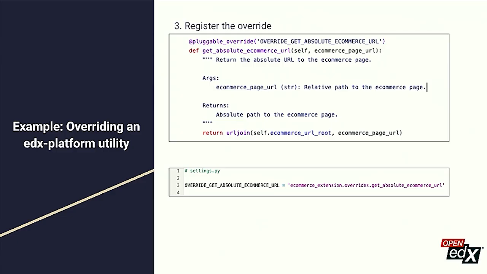So out of the 3 steps, the third step is that you need to register an override on the original function. So this get absolute URL is overridden using the pluggable override decorator, and it is registered, as you can see in the second screenshot, to a custom module, which is installed as a plugin in the core project settings.